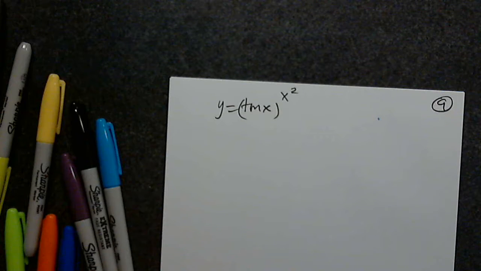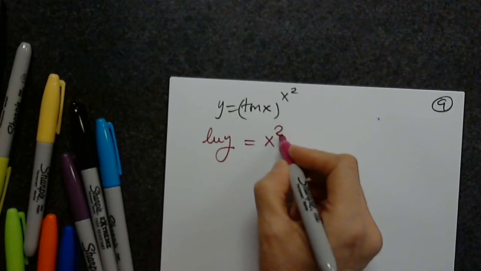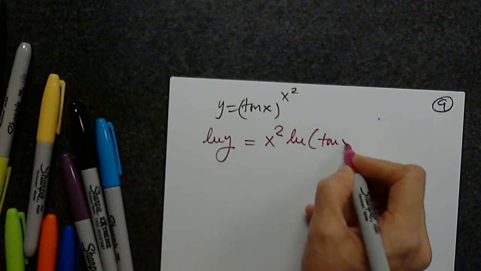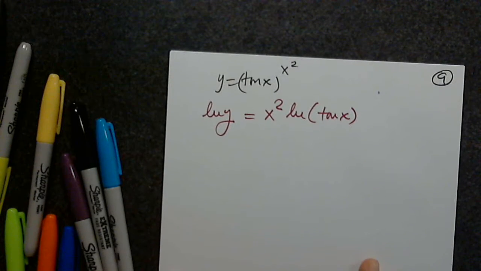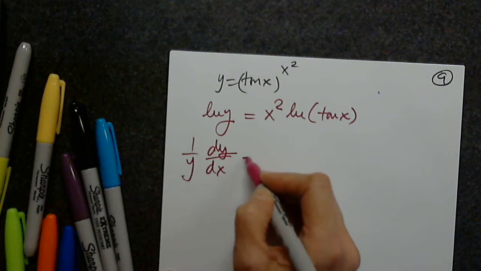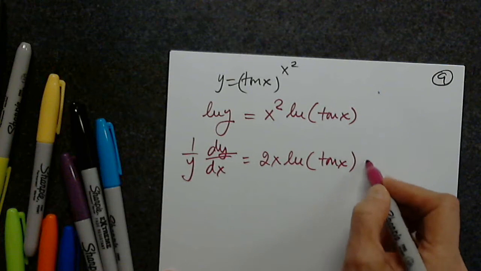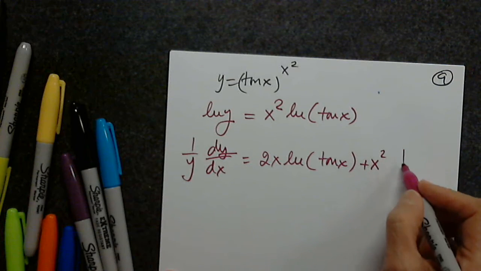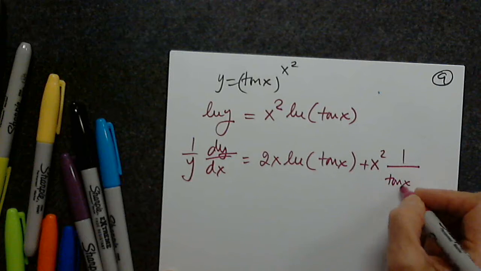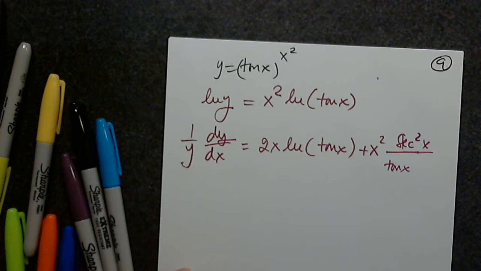So we have natural log y equals x squared times natural log of tangent x. So far, so good? So then we have 1 over y times dy over dx. Very good. 2x times natural log of tan x plus x squared times 1 over tan x times secant squared x. Do you all agree so far?